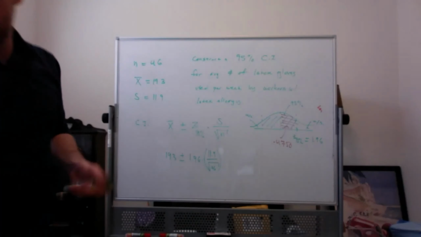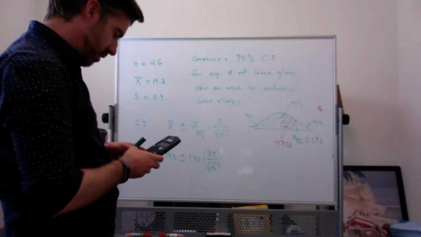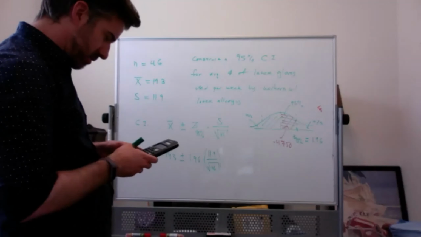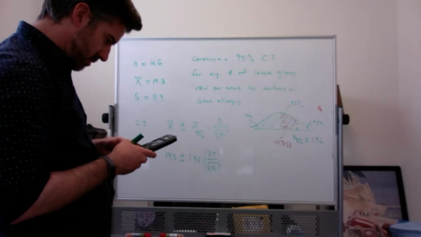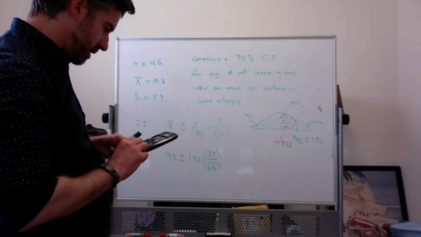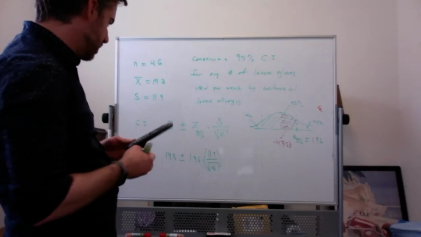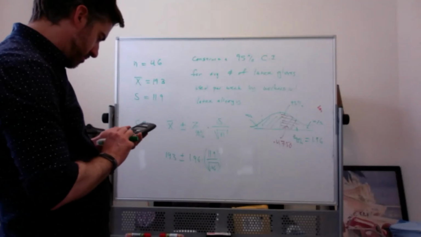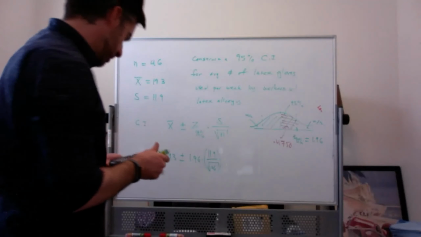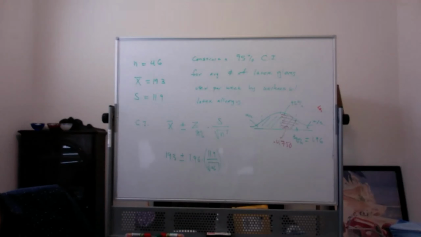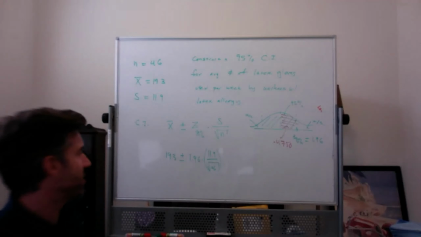And the rest of this is just arithmetic. So let's do the calculations real quick. I got 1.9 divided by the square root of 46, which is 1.75-ish. Multiply that by 1.96, and you get 3.44-ish, and then 19.3 plus that gives 22.7. Actually, let's look at the book, because the book has the answers in it.